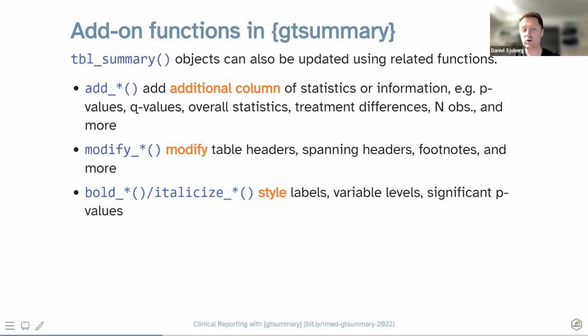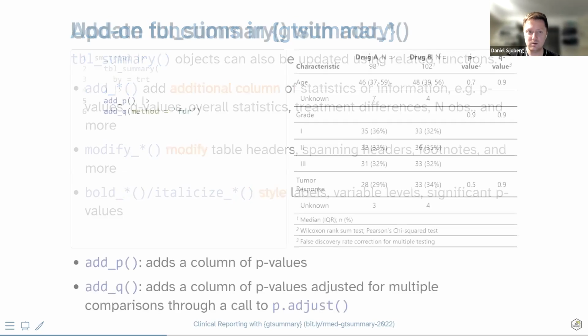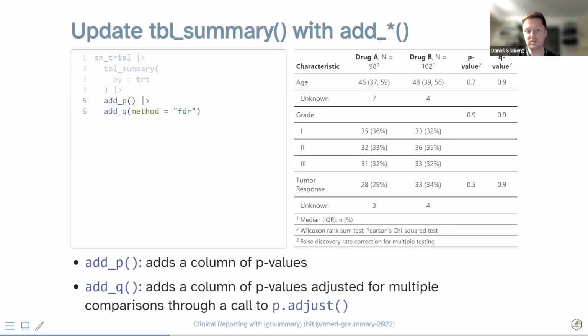There's another family called modify. So modify are actually ways to modify the aesthetics or the attributes of a table that you're going to create. So use the modify family to change default headers, spanning headers, footnotes, and a whole lot of other things, but those are the most common ones. These bold and italicized functions, they style things, so they actually kind of belong in modify a little bit, but we gave them their own names because they were so commonly used. So let's go over some examples.